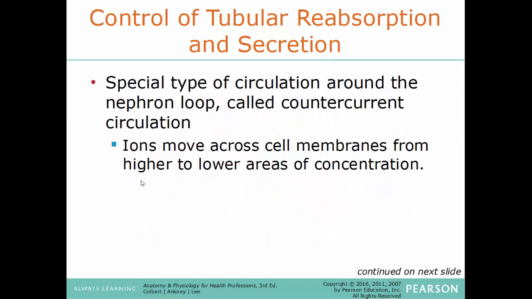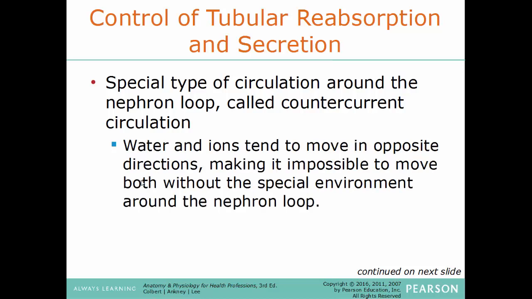Alright, going back to the control of tubular reabsorption and secretion. There's a special type of circulation around the nephron loop, or the loop epithelium, and this is called the countercurrent circulation. In here we have ions that move across cell membranes from areas of high concentration to areas of low concentration. Now, water and ions tend to move in opposite directions, making it impossible to move both without the special environment around the nephron loop.